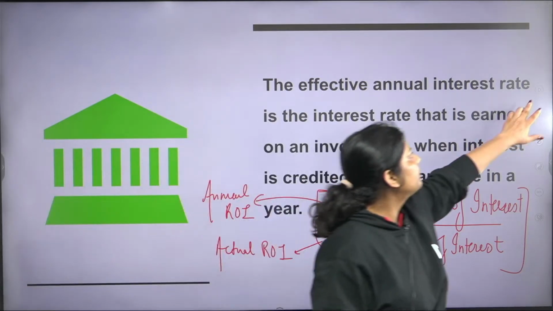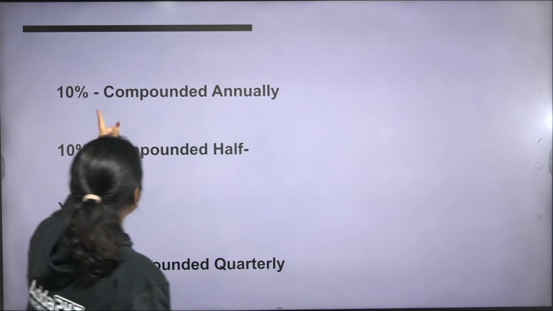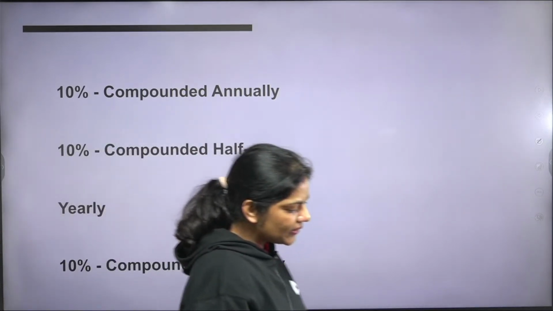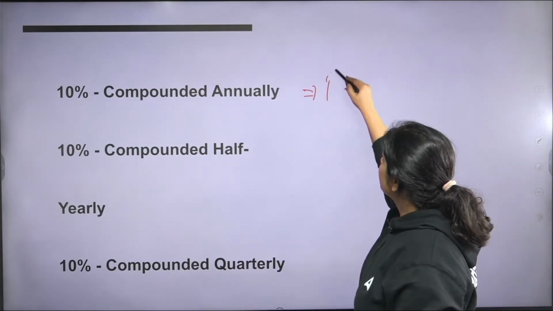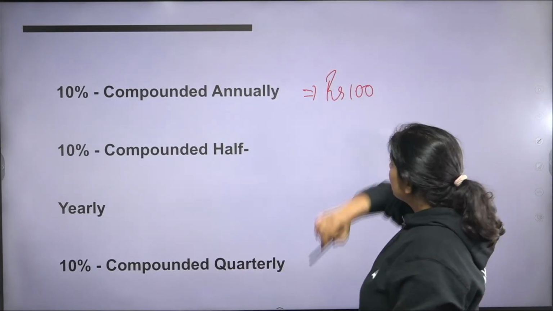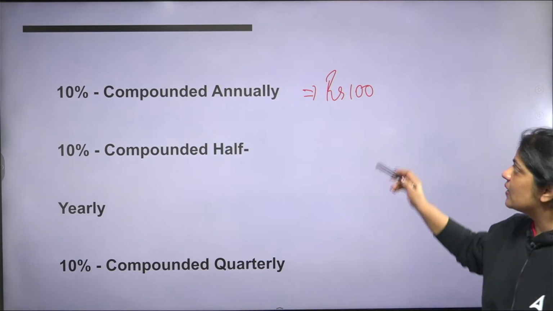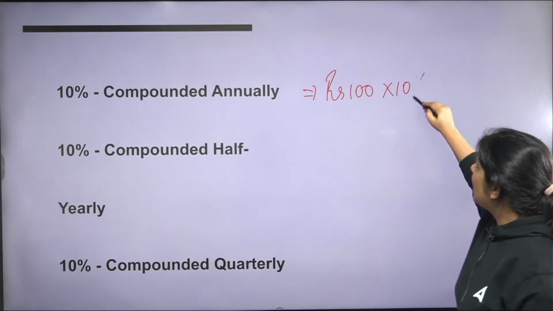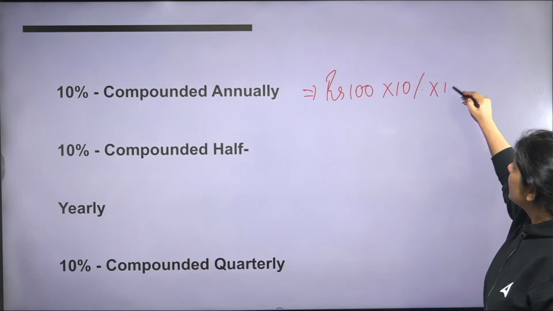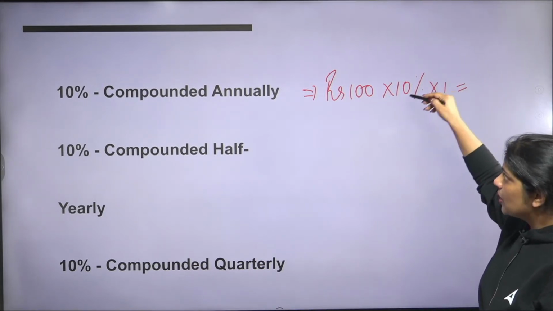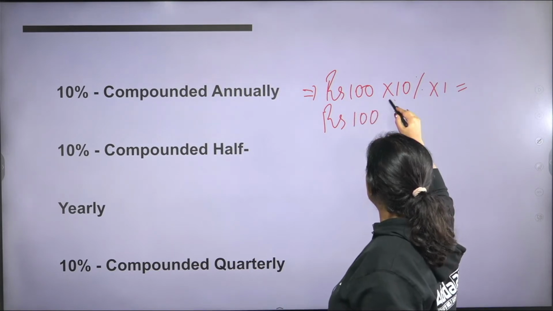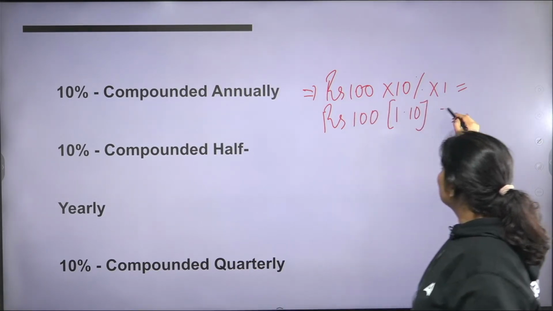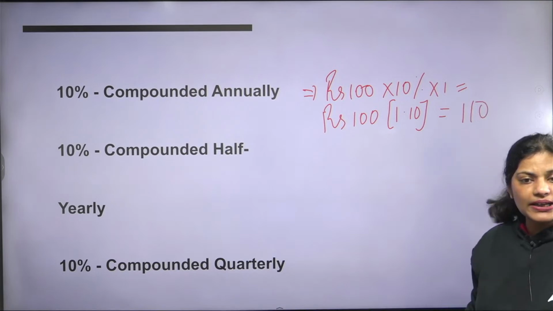Let's take one example. For example, 10% compounded annually. Consider a situation where you get rupees 100. If you invest it at a rate of 10% annually for a year, the formula would be 100 into 1.10. You will get 110 rupees, correct?